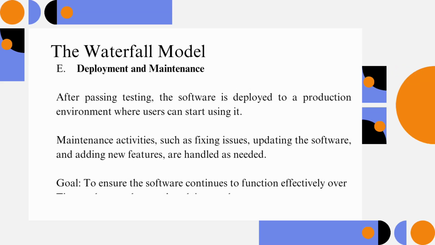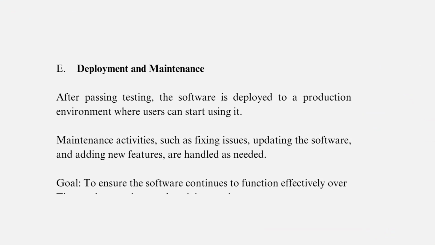E. Deployment and maintenance. After passing testing, the software is deployed to a production environment where users can start using it. Maintenance activities, such as fixing issues, updating the software, and adding new features, are handled as needed. Goal: to ensure the software continues to function effectively over time and meets the user's evolving needs.